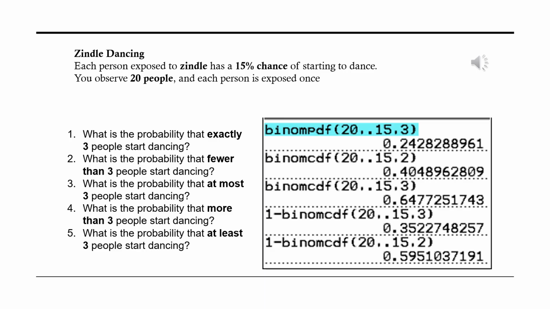The next thing is, what's the probability of at most 3 people? Well, that's almost the same question, except that this time I get to include the 3, so that's 0, 1, 2, or 3 people dancing. And so that would be binomCDF, but using a 3 this time.